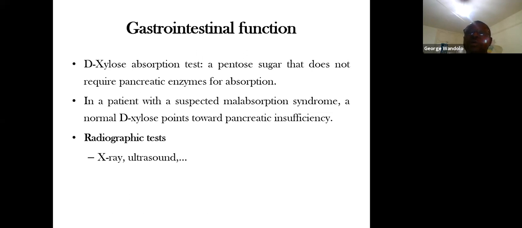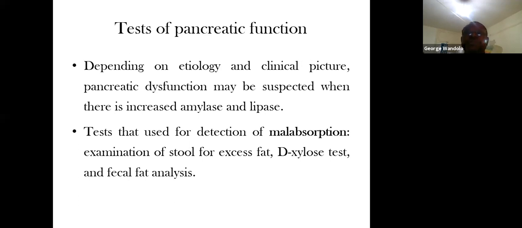So D-xylose is absorbed irrespective of pancreatic function, okay? You can also do radiological tests, and X-ray and ultrasound can be done in gastric function. Pancreatic function or pancreatic insufficiency.